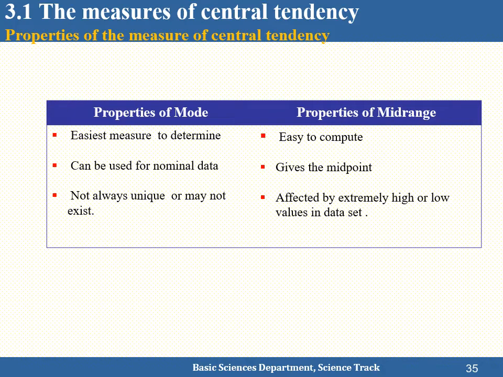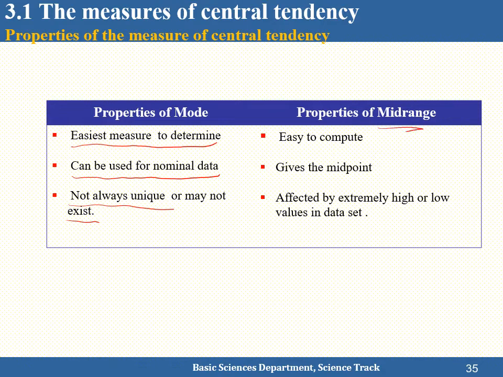Now the properties of the mode and the properties of the mid-range. The mode is easier to determine, it's the most repeated value. It can be used for nominal data as well. It doesn't have to be a number, and it's not always unique and may not exist. As you see, there might be two modes or no mode.